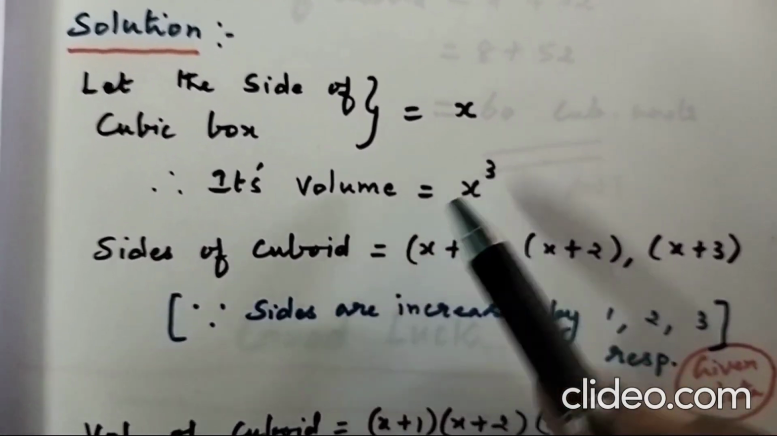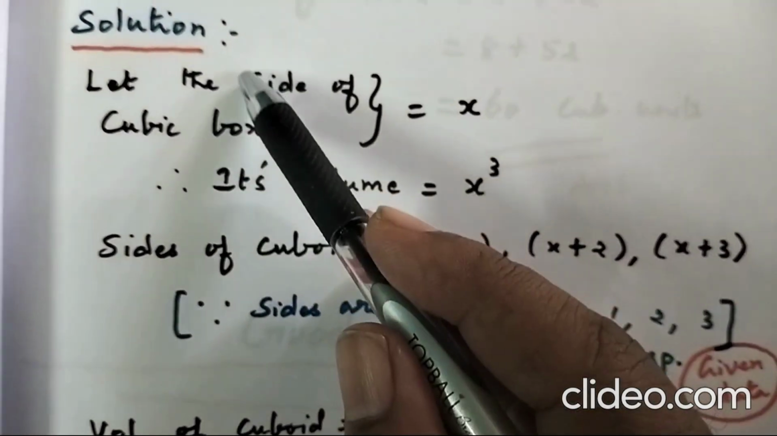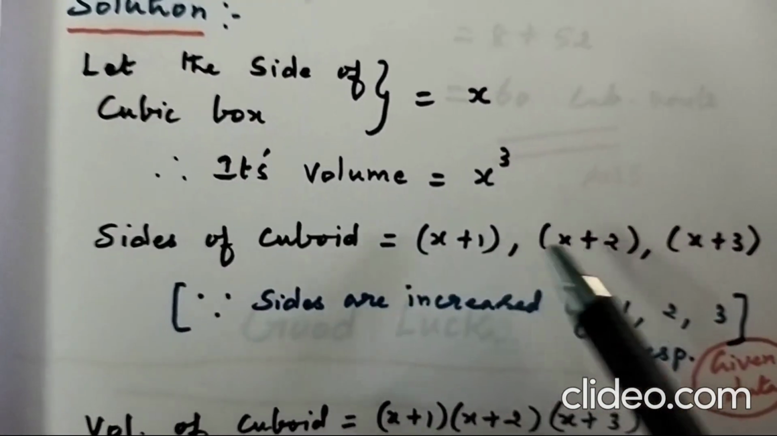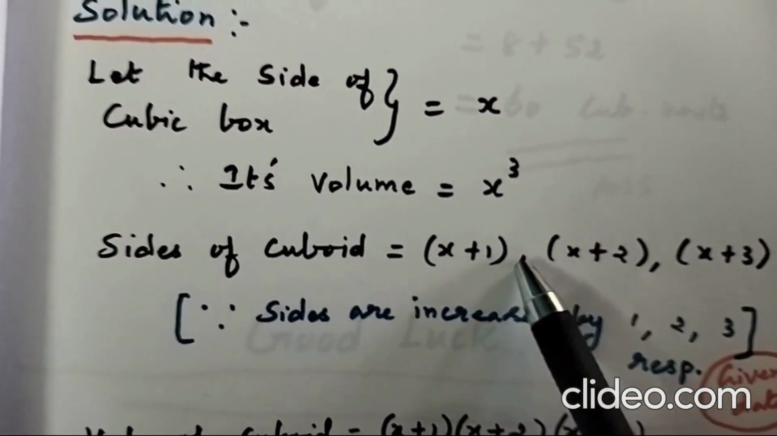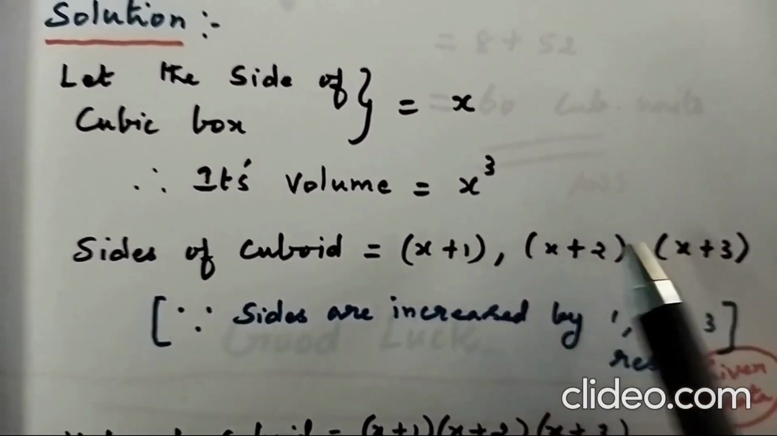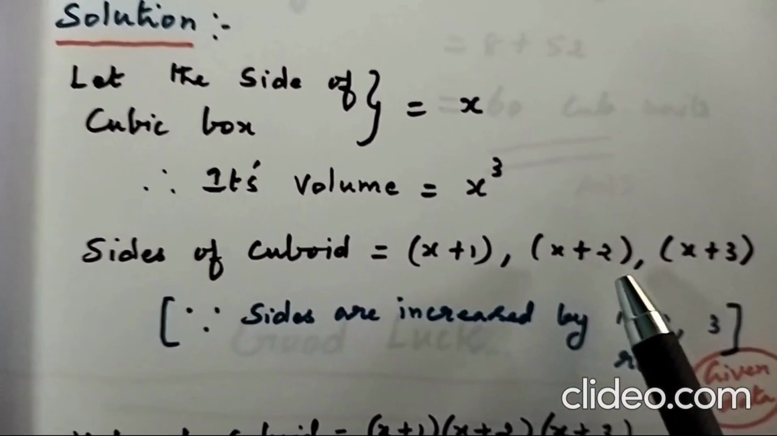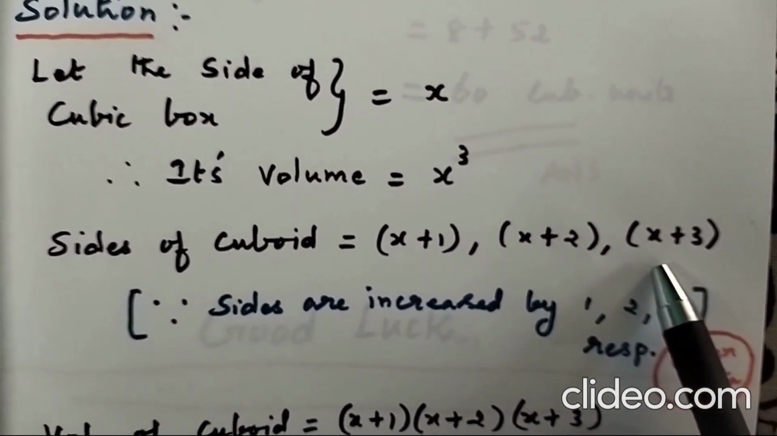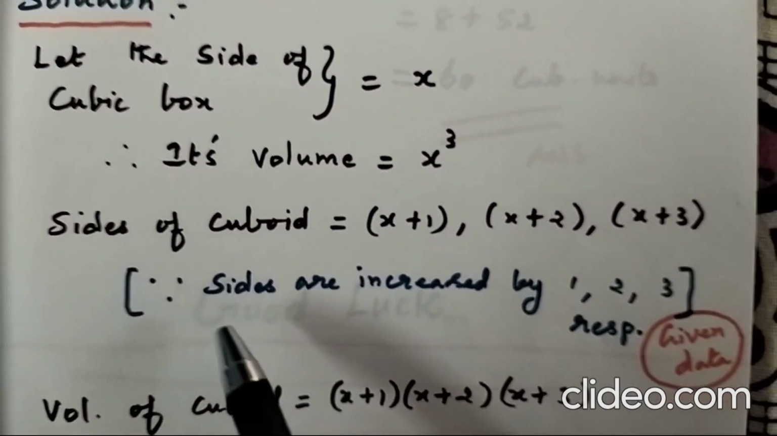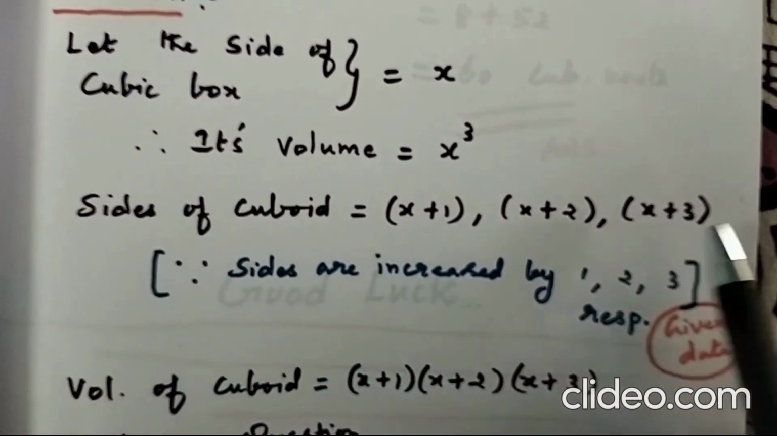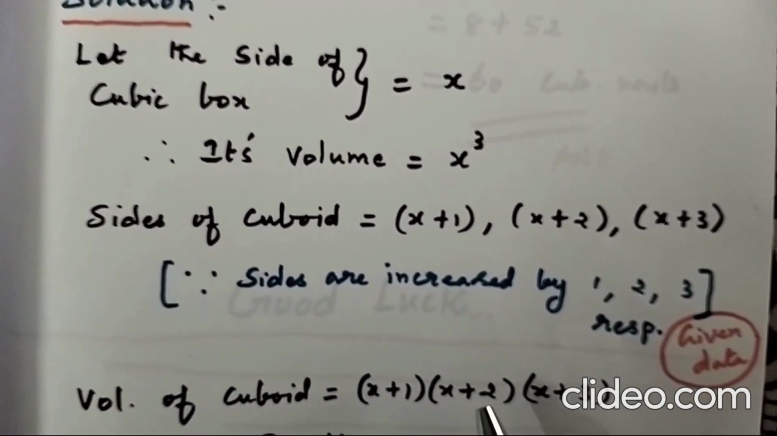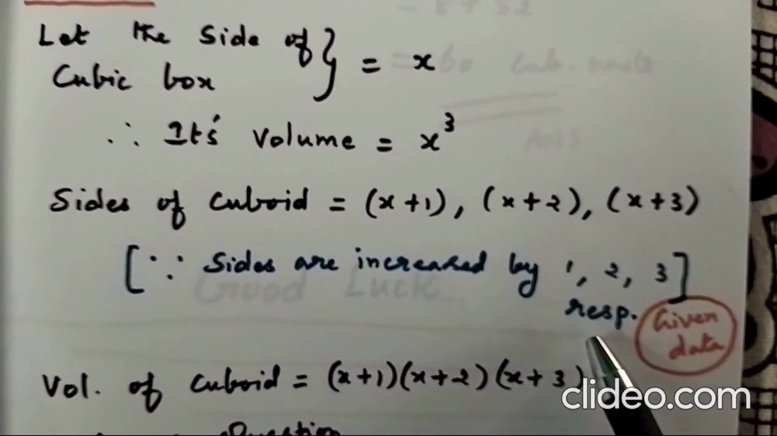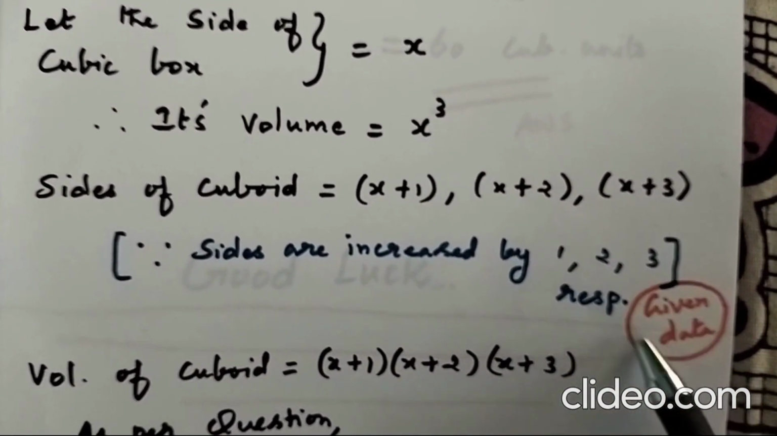Now we are given the second object that is formed from the cube by increasing each side of the cube by 1, 2, 3. That is length, breadth and height. Therefore length becomes x plus 1, breadth becomes x plus 2 and finally height becomes x plus 3. That's why in the solution we have given the reason within the brackets: since sides are increased by 1, 2, 3 units respectively, given data.